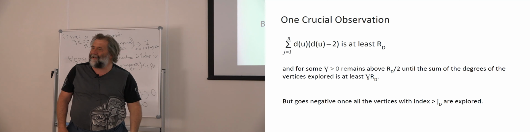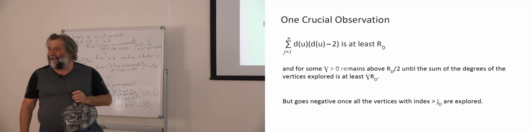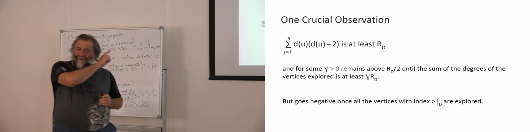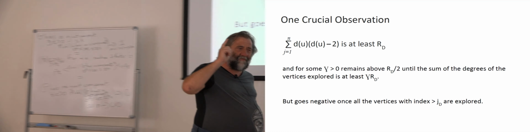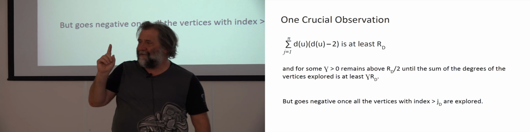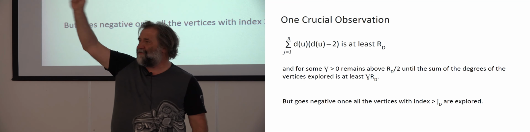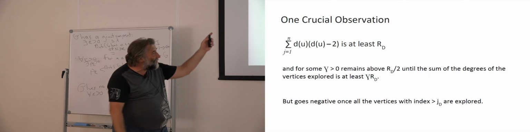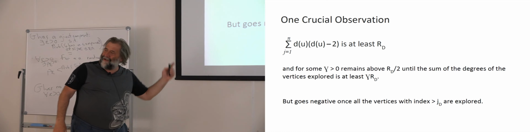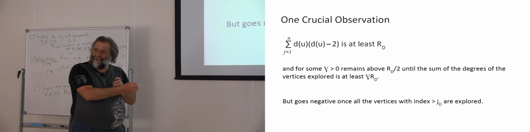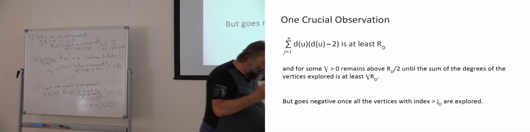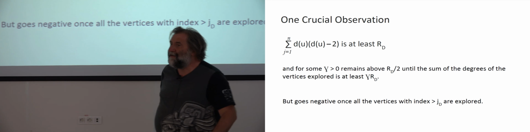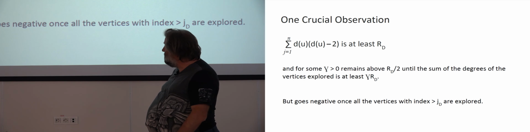But it more or less also gives us an upper bound, because those are the vertices we expect to pick. If we're picking vertices proportional to their degree, we're going to get the high degree vertices first. So these guys are the ones that are going to be first, and once we've picked up to degree RD, we're going to be negative. So this tells us approximately how many edges we're going to explore until our expected change goes negative.